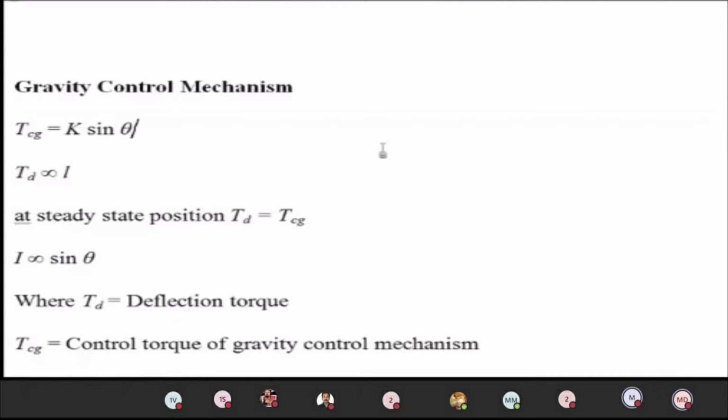Similarly, in the gravity control mechanism also we have some equations to follow. Tc equal to k sin theta, again k is a constant. So at steady state we know the deflecting torque is equal to the control torque. So at steady state the deflecting torque is directly proportional to the length of strip, and this length of strip L is directly proportional to sin theta.